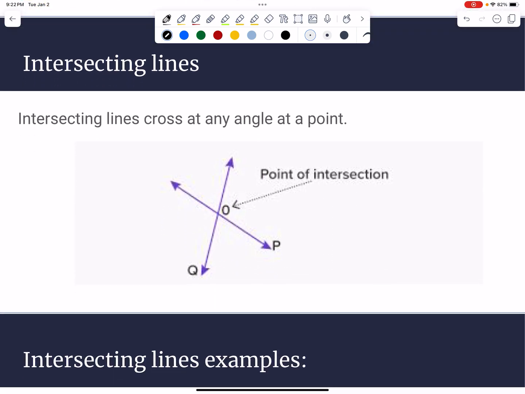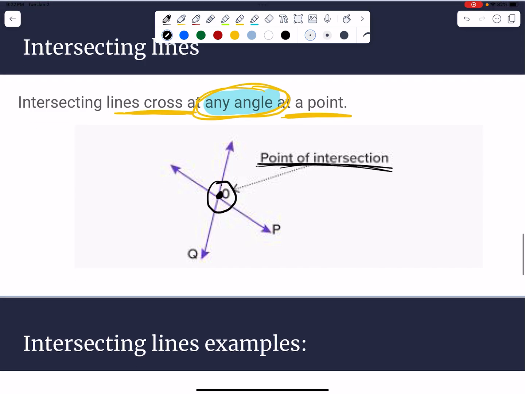So what are intersecting lines? Intersecting lines do cross, and they cross at any angle at a point. So technically, perpendicular lines are also intersecting. Those just cross at 90. Intersecting lines cross at any angle, and they cross at a point every single time. And we call that point the point of intersection. It's where they cross. It's kind of like when two roads cross. If you're driving and you have an intersection, it's where those two roads cross. It's where you have to wait at a stoplight or a stop sign so that people do not hit each other in the intersection. Okay?